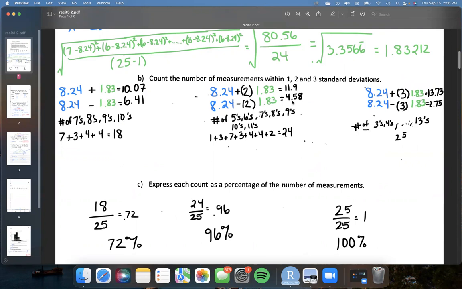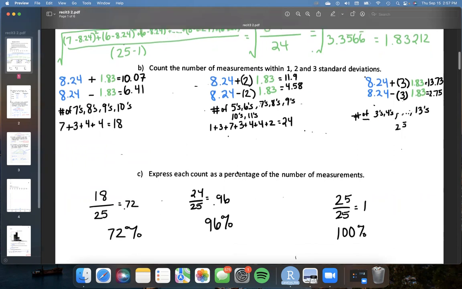And then in this scenario, we had 24 of our measurements that fall within 2 standard deviations. So that would be 96%. And then in our third situation, where we're dealing with number of measurements within 3 standard deviations, we have all 25. So that's 100% of our data falls within 3 standard deviations.